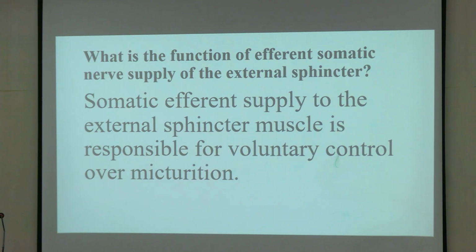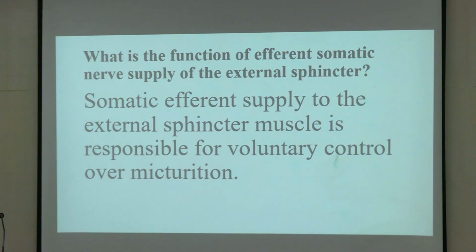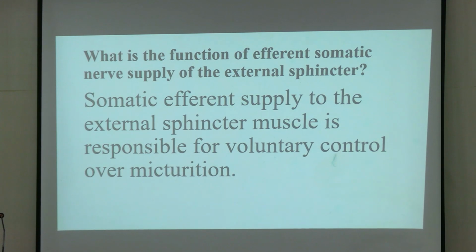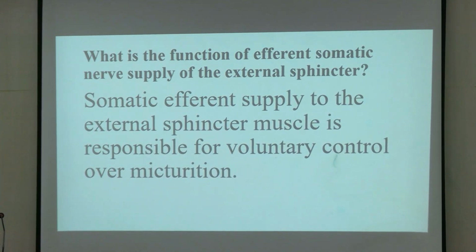Now, those are bringing sensation. This will be contracting or relaxing. Okay, so here, somatic in the external sphincter, there is only efferent, and they will cause contraction of the skeletal muscles.